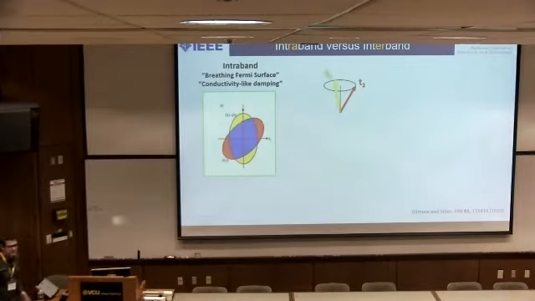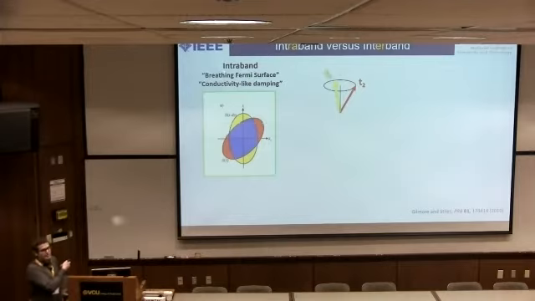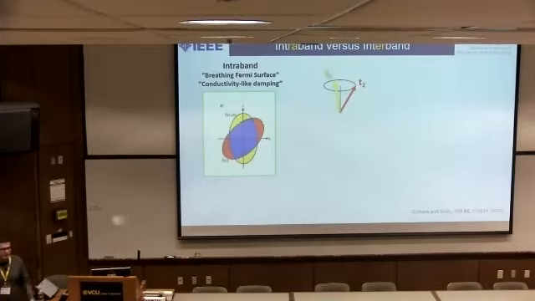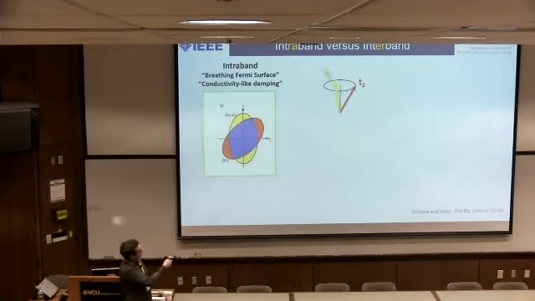And basically, it comes down to two different types of processes. One is what we call intra-band scattering, which for many of you, if you're in this area of research, is also called breathing Fermi surface damping or conductivity-like damping. If you see any of these, they are all synonymous, depending on the author of the paper you're looking at.